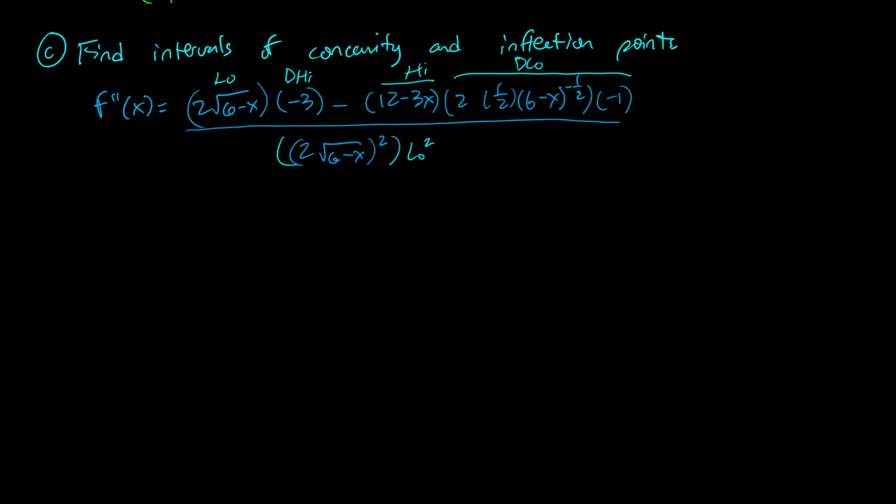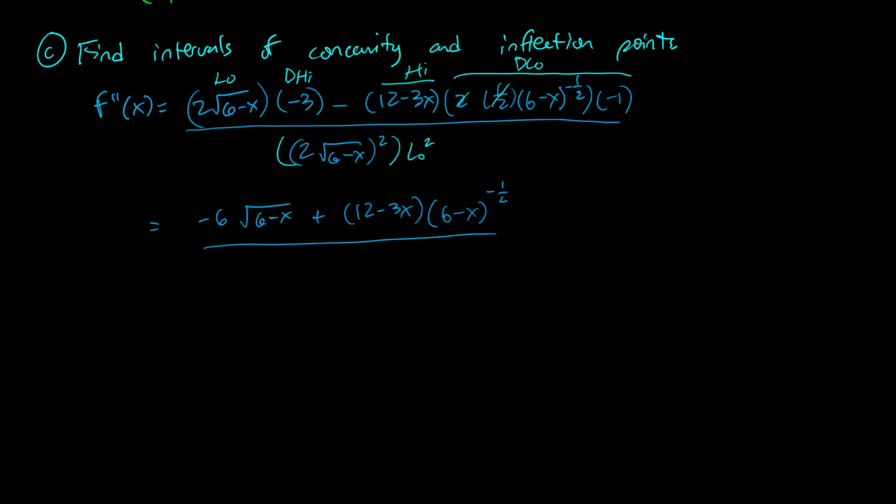Okay, now we definitely want to clean that up a little bit. So how do we do that? Well, first let's deal with the coefficients. So I have a negative 6 square root of 6 minus x minus, well, let's see what happens. The 2 and the 1/2 cancel out. I have a negative out front, so actually make this a plus. 12 minus 3x times 6 minus x to the negative 1/2 power.